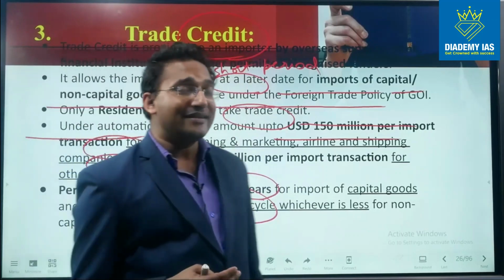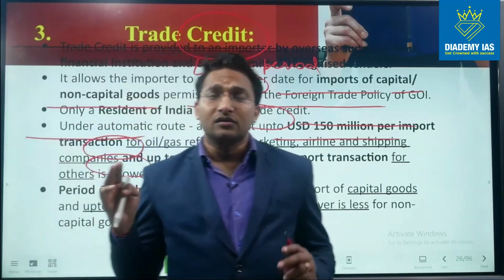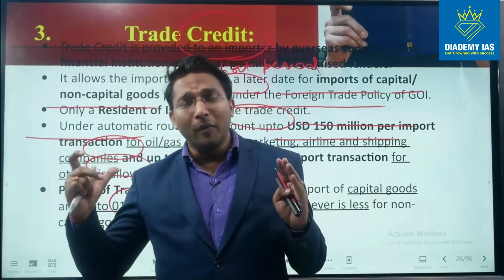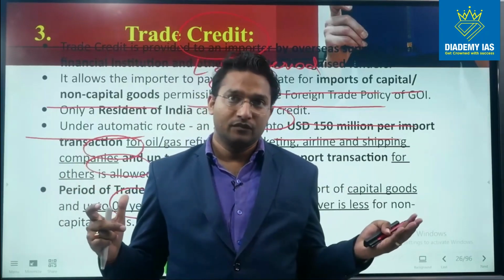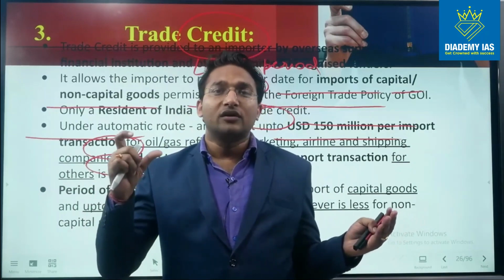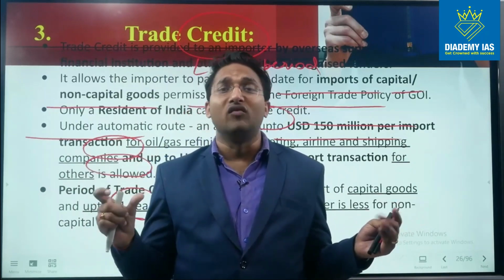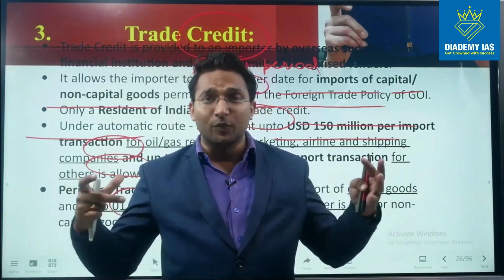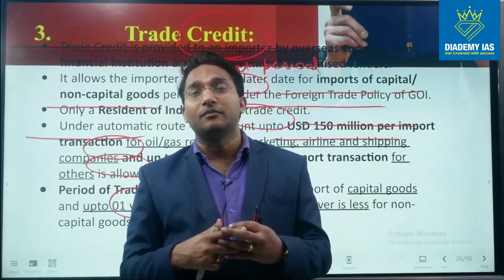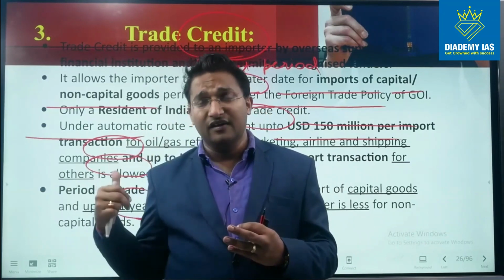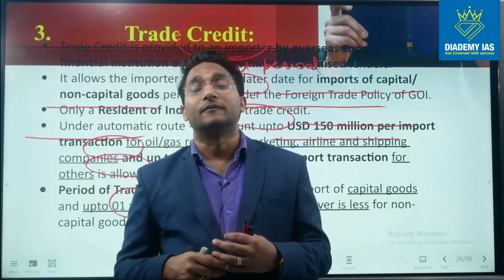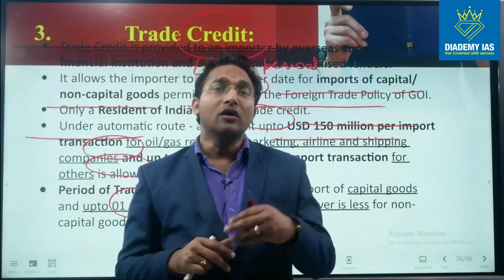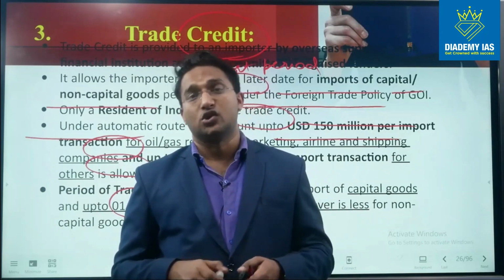is less. Operating cycle means the duration during which we can convert the raw material into the finished goods, right? So if the raw material takes 6 months to convert into the finished goods, the processing time is just 6 months, then the maximum period allowed for the trade credit is this 6 months only, not 1 year, right? So either 1 year or the operating cycle, whichever is lower.